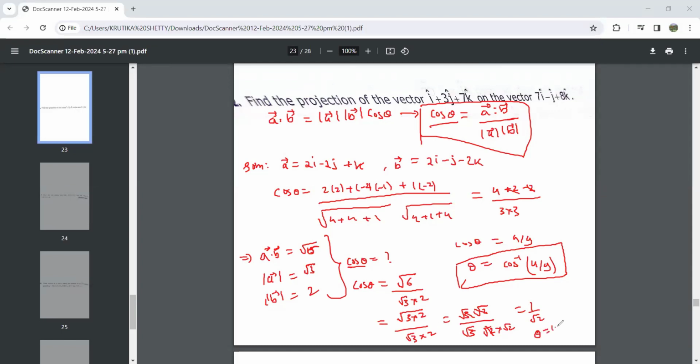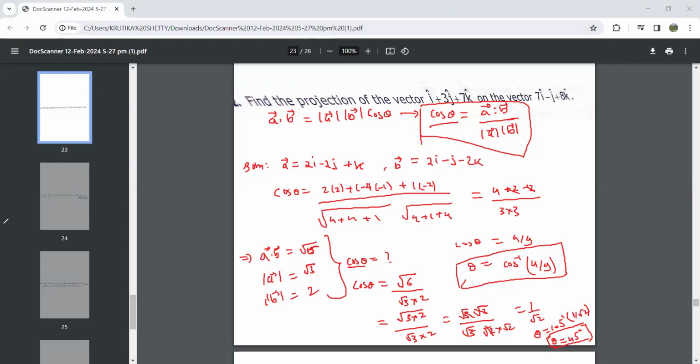Or when you simplify, see the final step, theta will be equal to cos inverse 1 by root 2. Cos inverse 1 by root 2 is equal to 45 degree. So theta is equal to 45 degree. Okay, so this is the value. Check where you have made the mistake, and practice such examples again, as they occur for 2 marks.